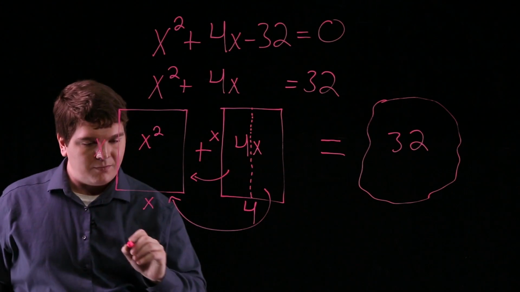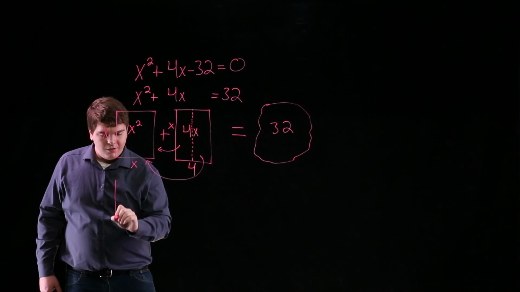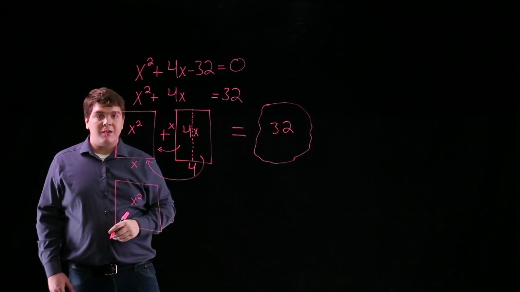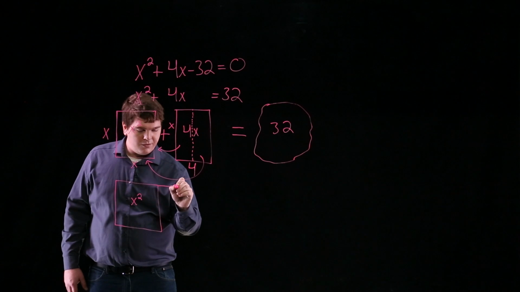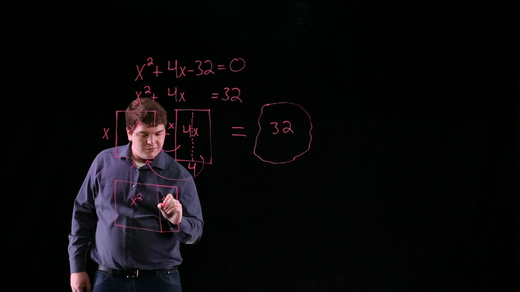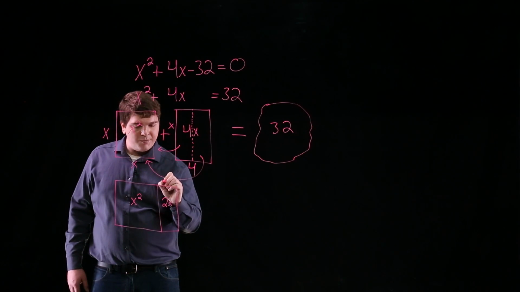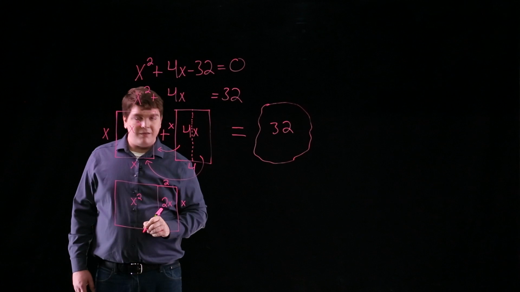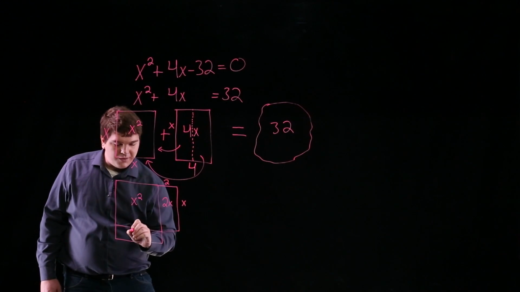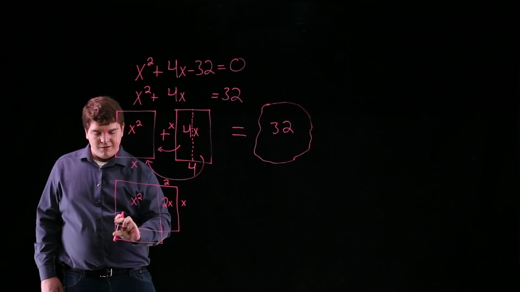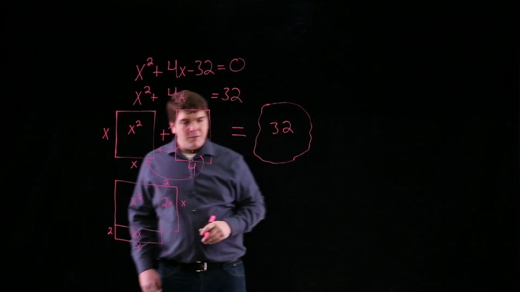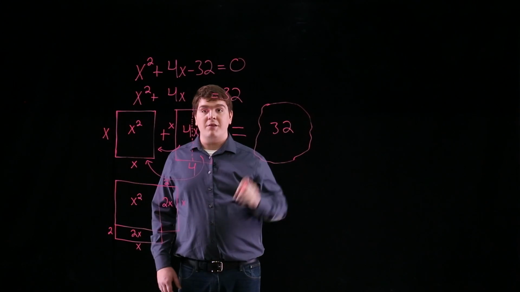So now we'll have something that looks like this. We'll have our x by x square, and to the right of our x by x square, we'll have a small rectangle with area 2x. That is, this top side is 2, and the height is x. And on the bottom, we'll have another rectangle with area 2x. And again, this length is 2, and this length is x. So we still want to think about this area being equal to 32.